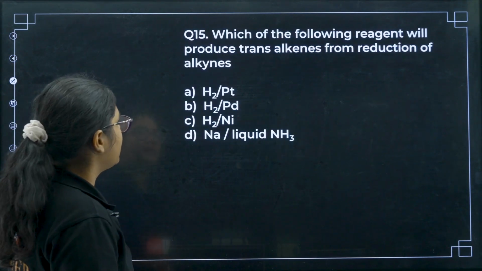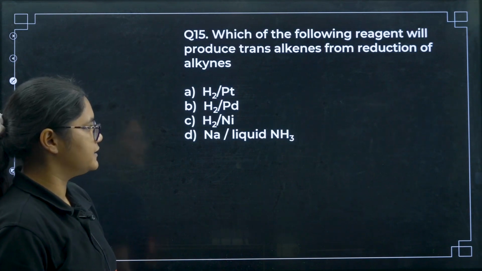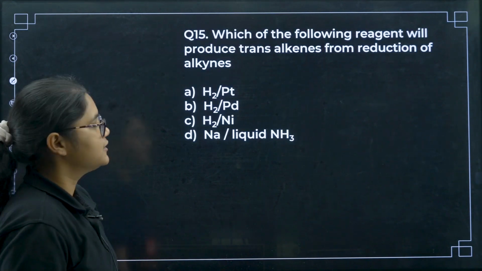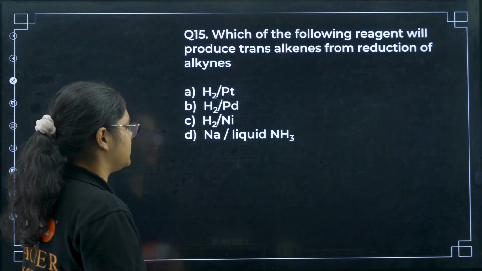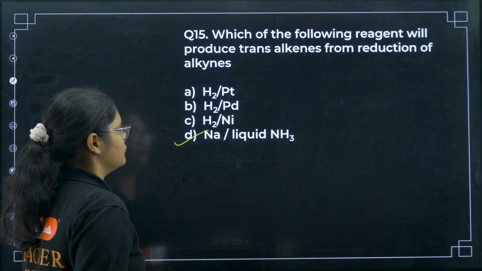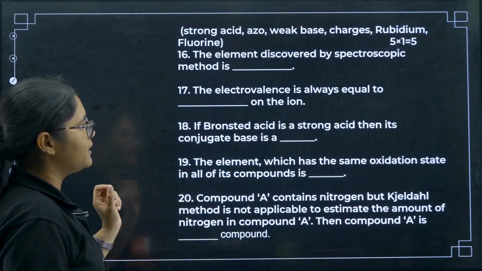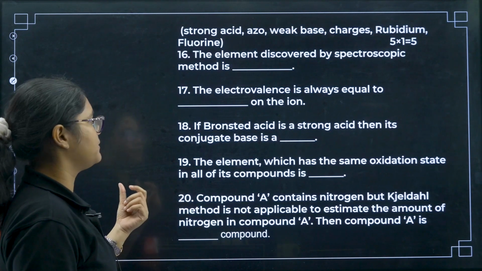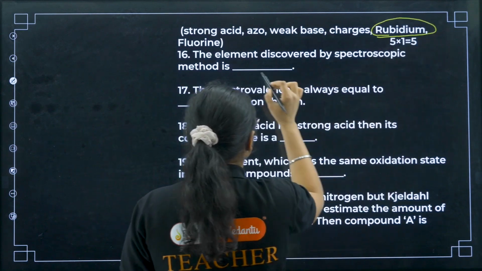Next, which of the following reagents will produce trans alkenes from reduction of alkynes? We know for cis alkene you can use any of these, but for trans alkene we need sodium and liquid ammonia. Now moving to fill in the blanks questions. The element discovered by spectroscopic method is rubidium. So it is rubidium.